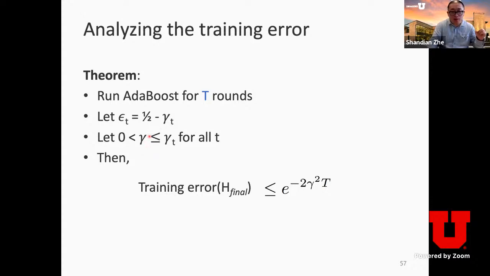If we take the lower bound of all the gamma T's, we can show that the training error of the combination of these big T weak hypotheses is upper bounded by an exponential term, e to the power of -2 gamma squared big T. So if I have a constant lower bound gamma, then obviously, when we increase the number of iterations, the training error will decrease exponentially fast.